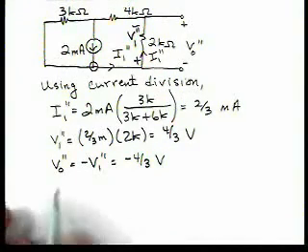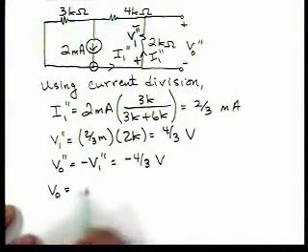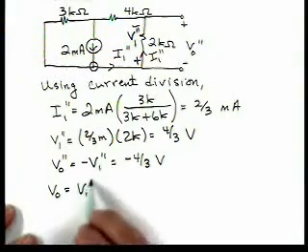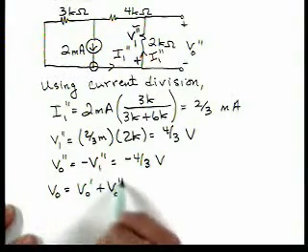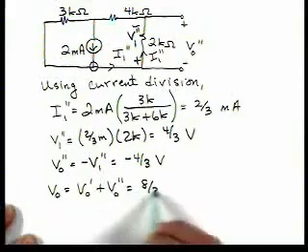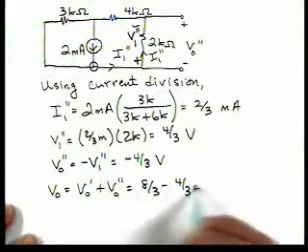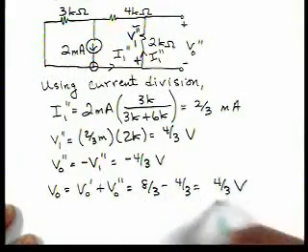So now by superposition, if I have both sources active, V0 would be V0 prime plus V0 double prime, so we'd have 8/3 minus 4/3, or 4/3 of a volt.